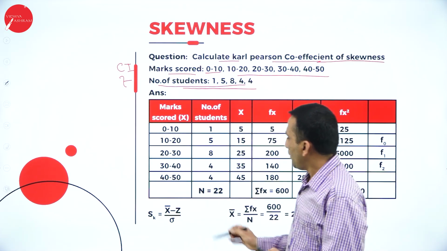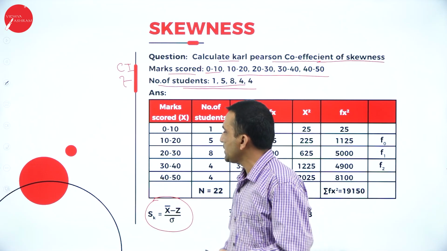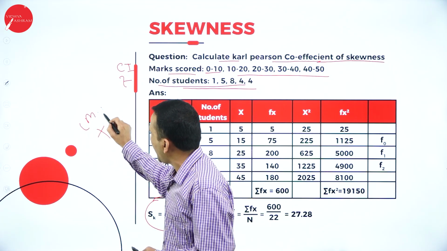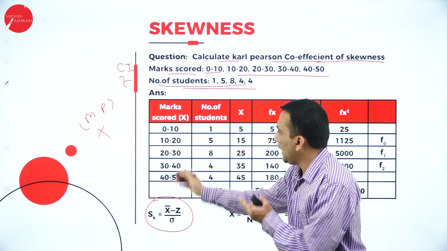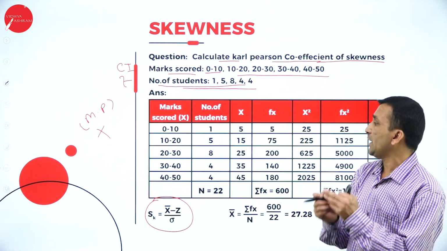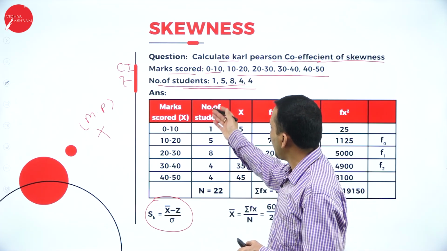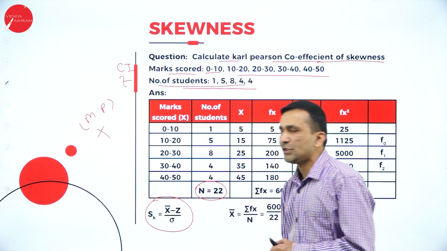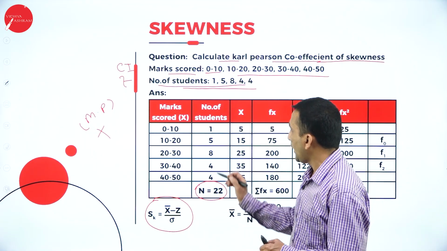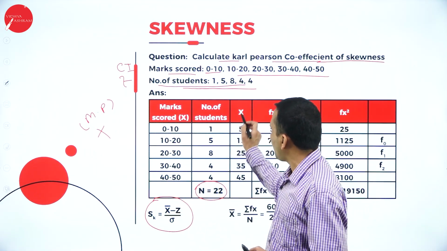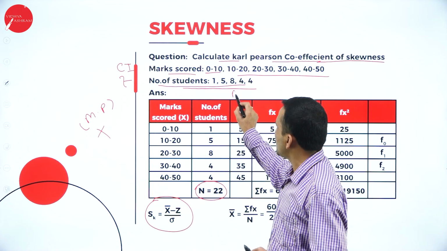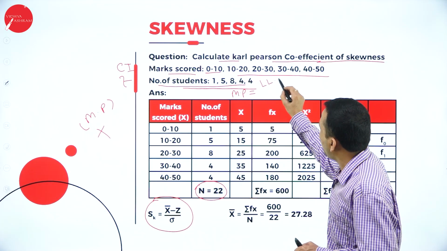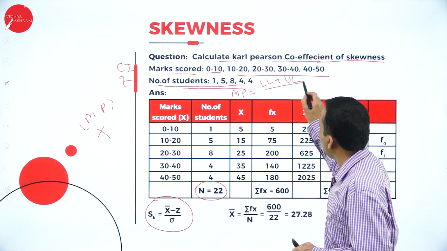Now the complete formula depends on the x value. X here is nothing but your midpoint value. So with the help of the class interval we are identifying the x value. The frequency total N is equal to 22 that you are getting. X value is nothing but your midpoint. The midpoint formula is lower limit plus upper limit divided by 2.